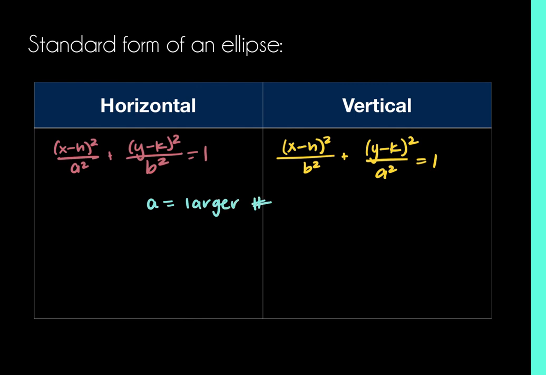Correct. Order doesn't matter anywhere, like the plus can be switched, the y can come first, or the x can come first. The most important thing is that A is the larger. So whichever one has the larger denominator determines if it's vertical or horizontal.